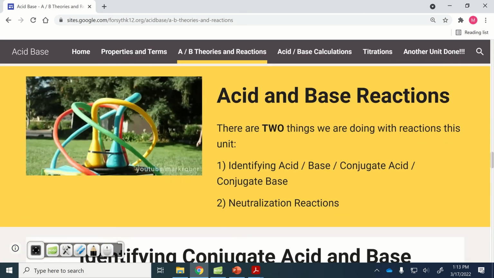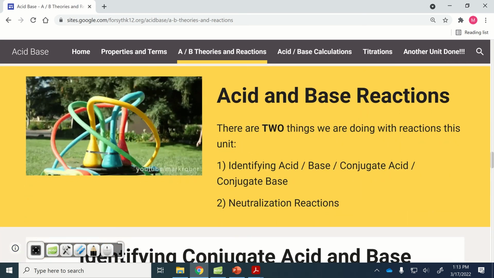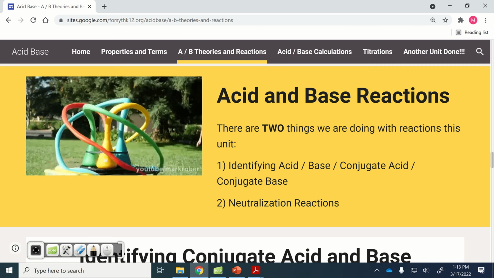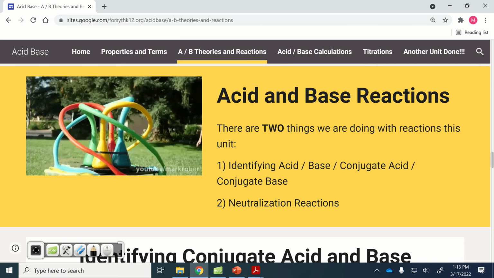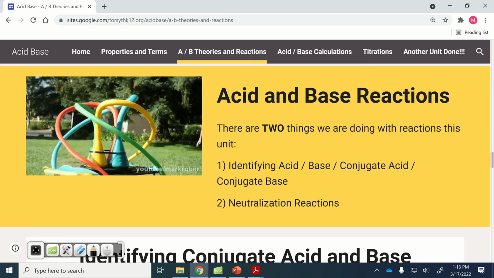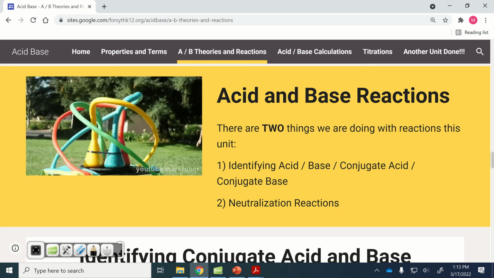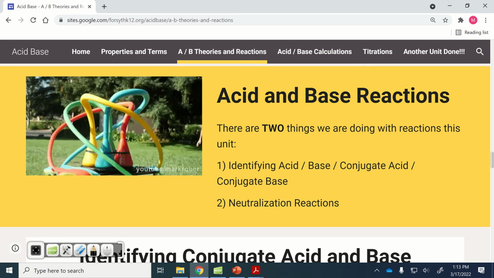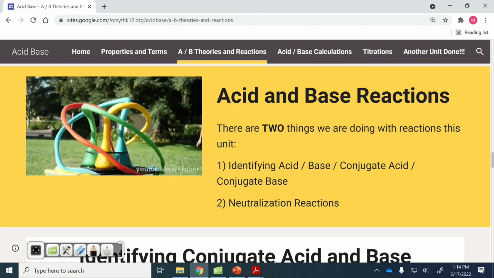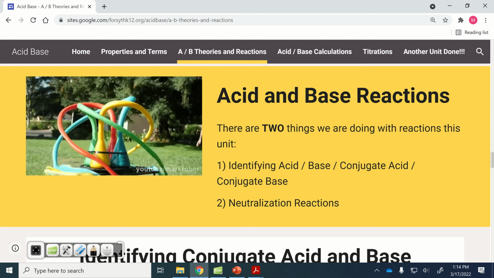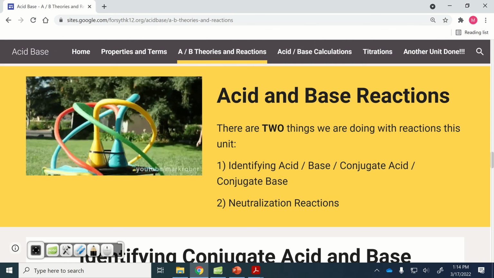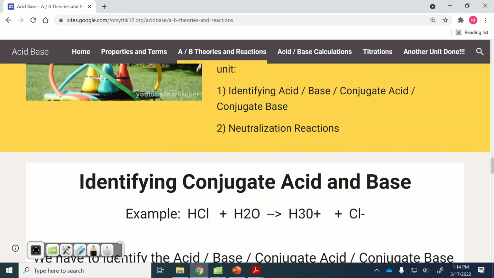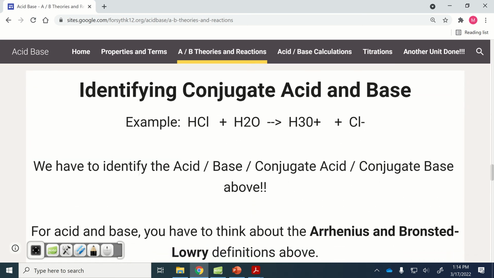The last part of this then is we want to break down what are called neutralization reactions. So this is the official chemical reaction of an acid and base. We are going to create new products. There are two things we often do with acid-base reactions. We are going to be identifying acid, base, and then something called the conjugate acid and the conjugate base. Following that, we will also do neutralization reactions. So, what is a conjugate acid and base?